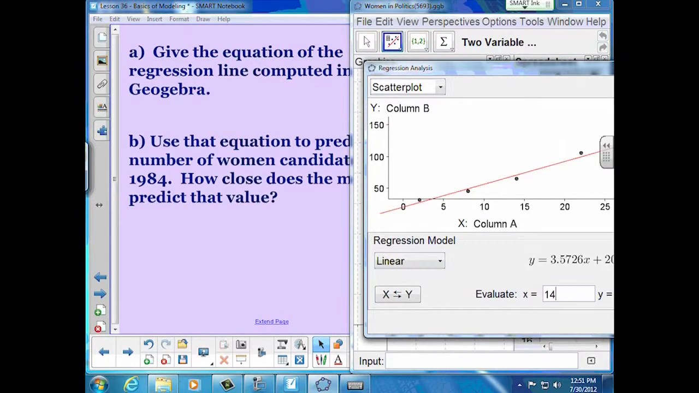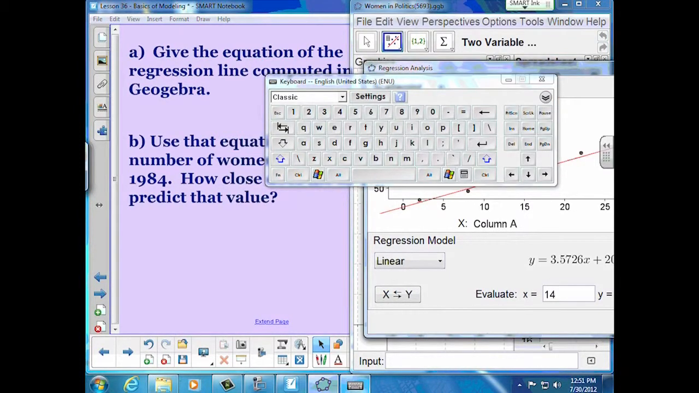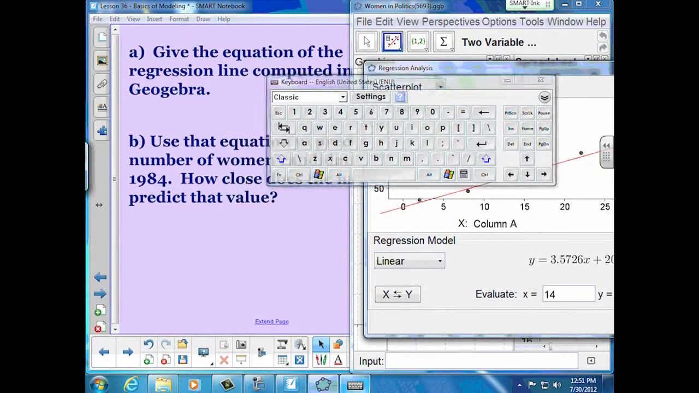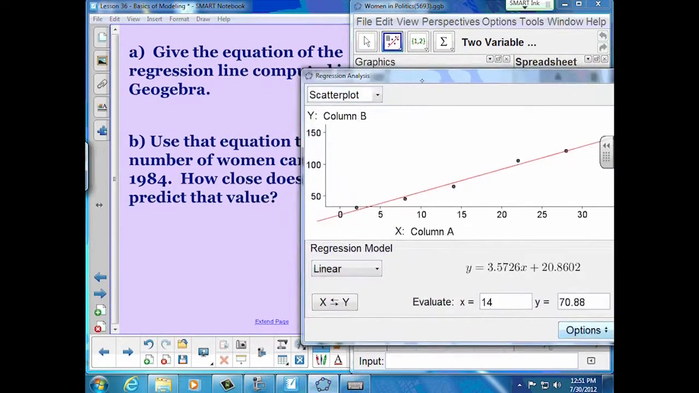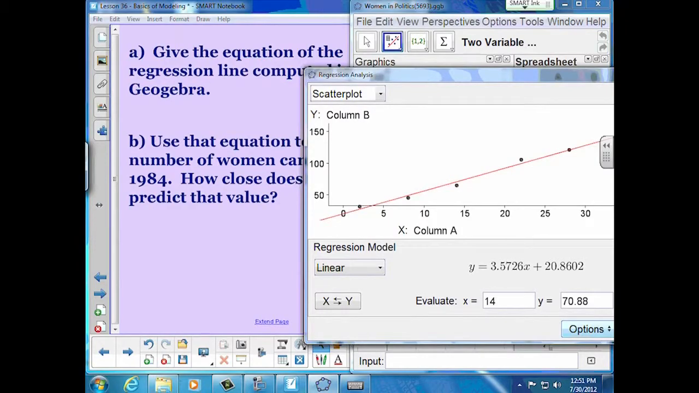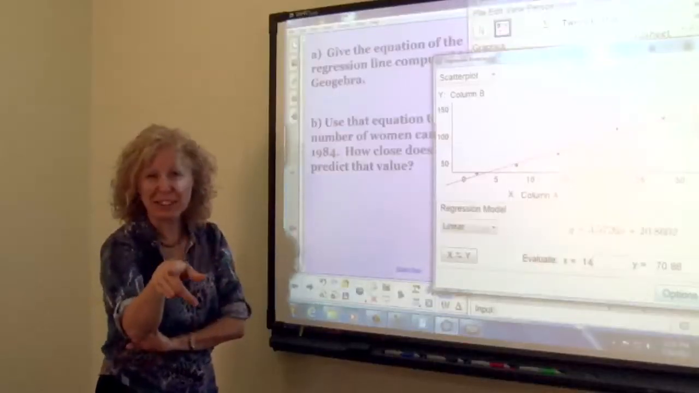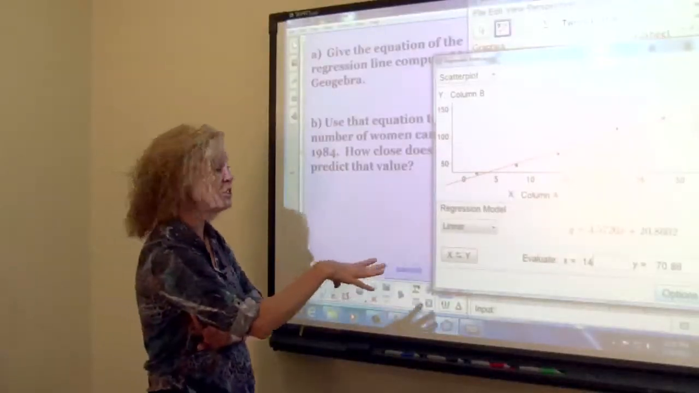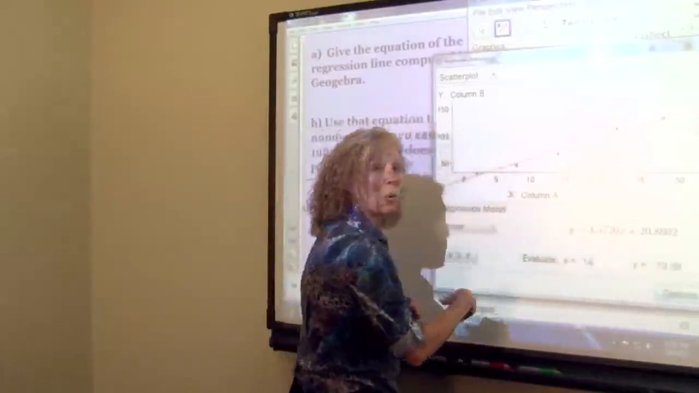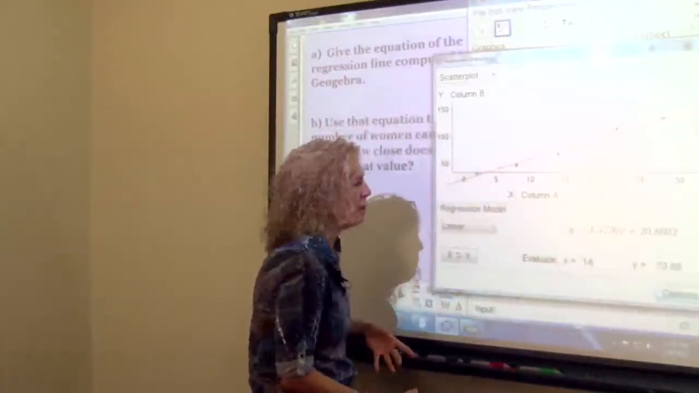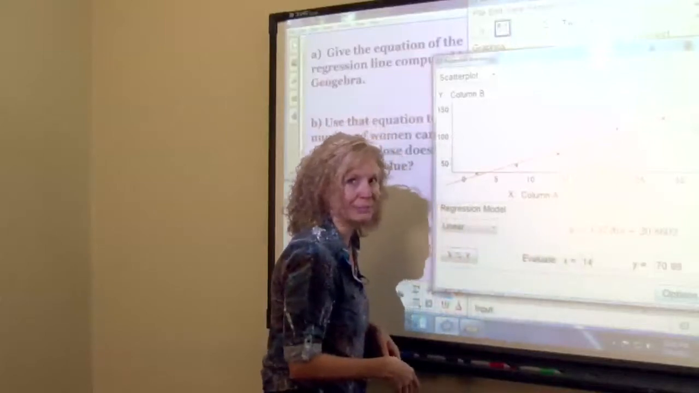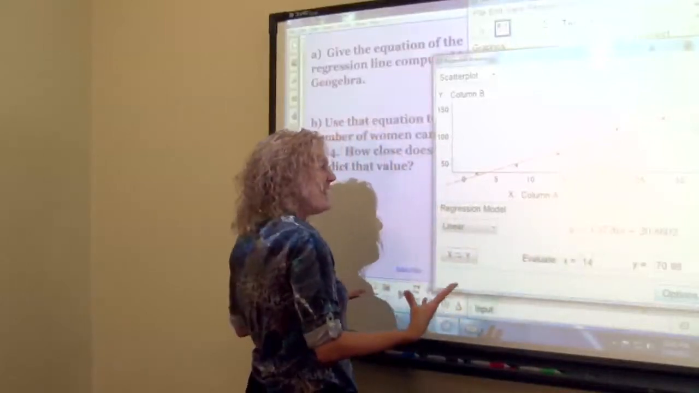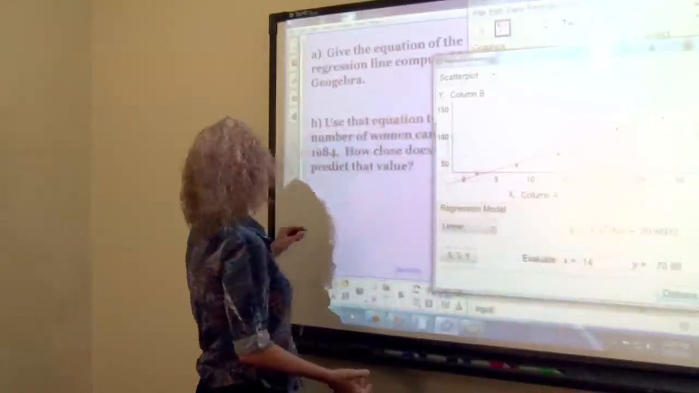And then I hit enter, which I forgot to do. And actually, I think I had done it. I get a y value of 70.88. That's one of the things I love about using the technology, because if I want to find those y values, I don't have to sit and compute them. I can ask the computer to do it. That's its purpose in life, right? So I get about 71.